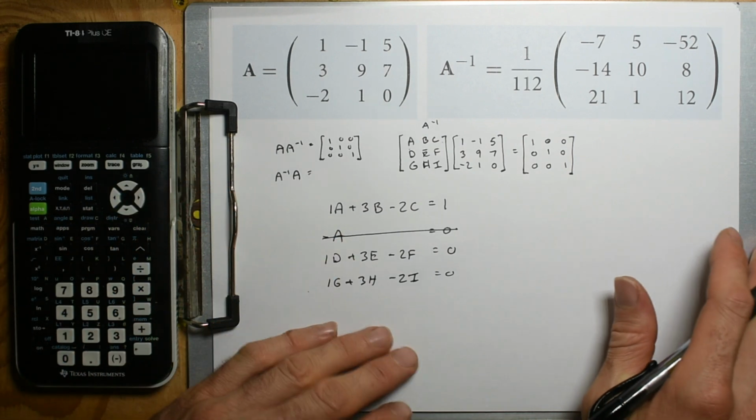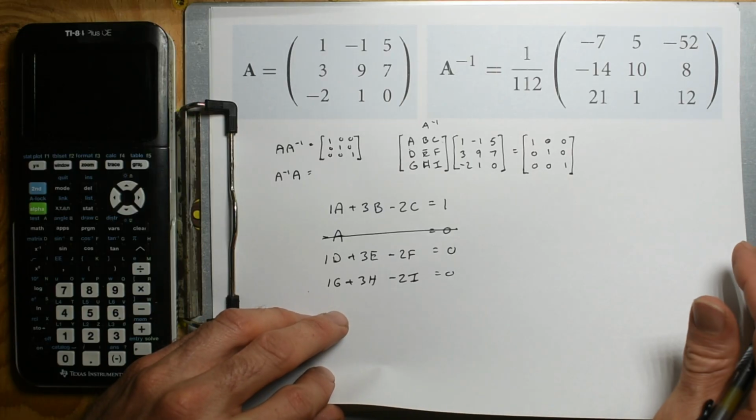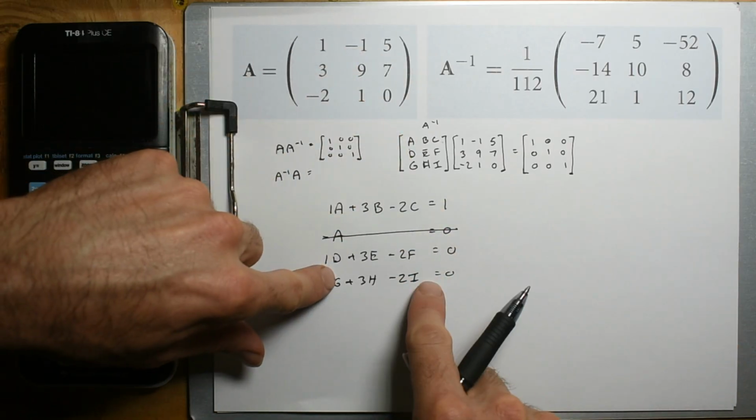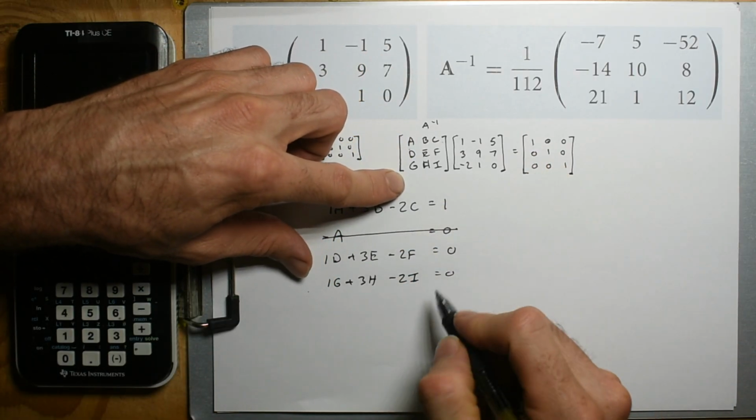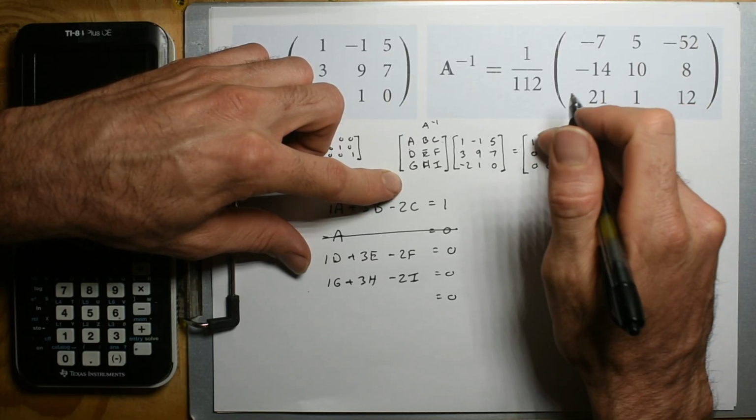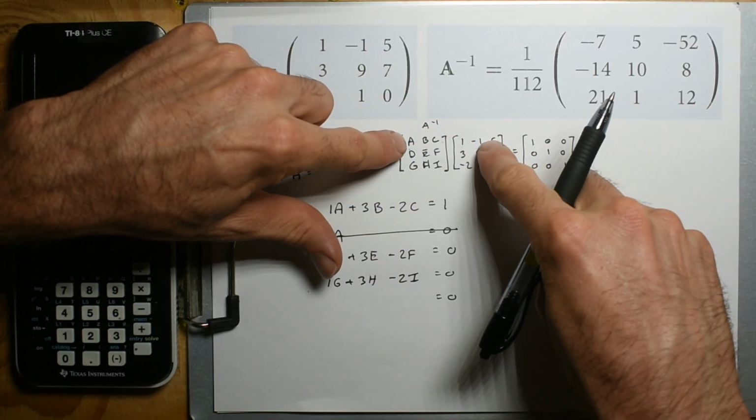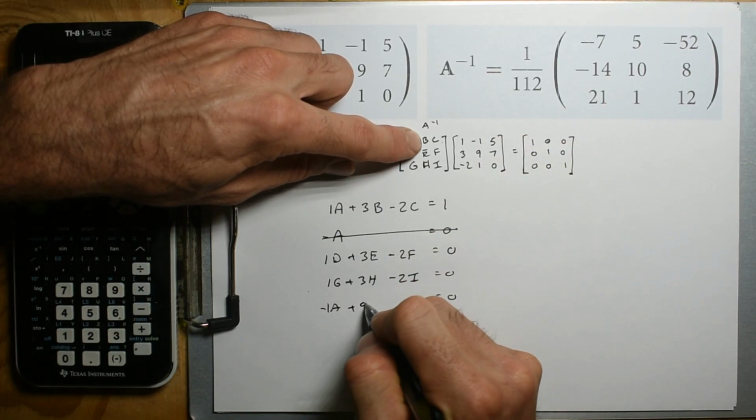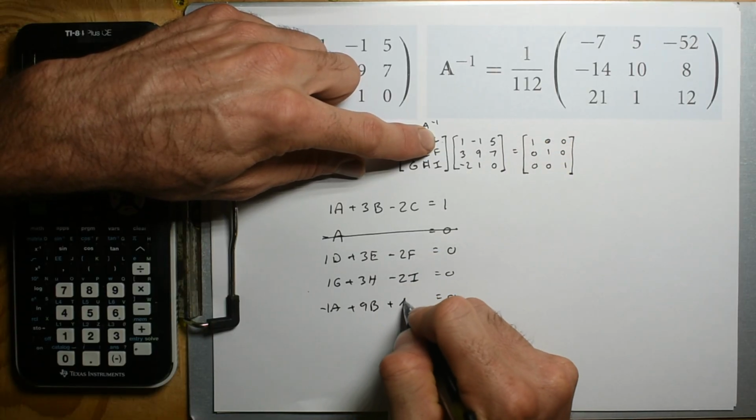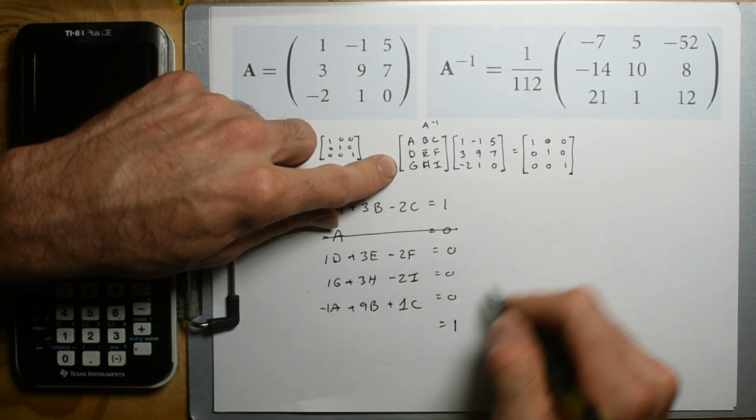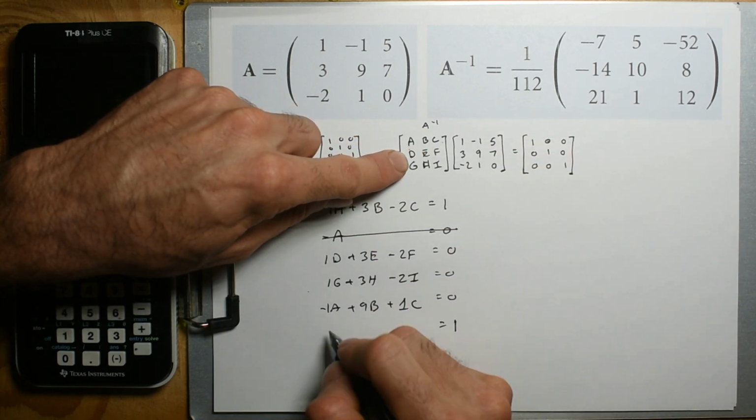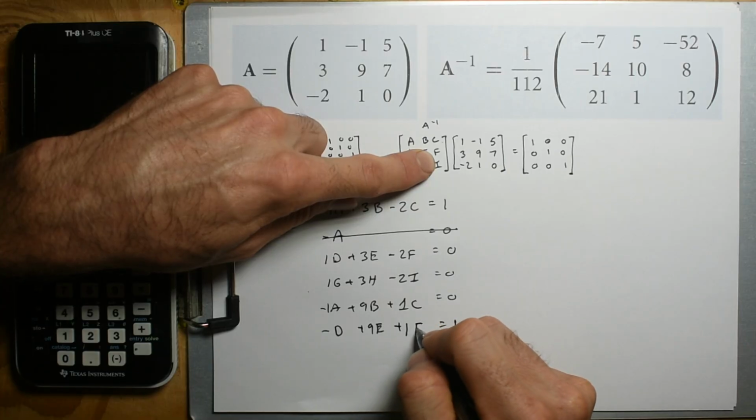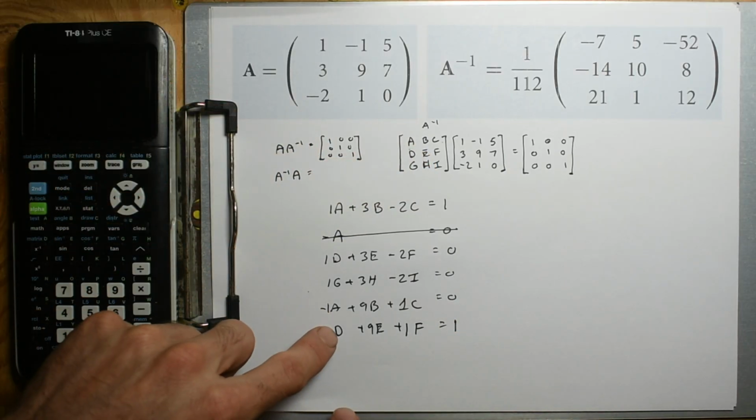Should we do all 9 of them? Might as well, no reason to get to there and stop. If I want this value, it's first row, second column. So it's negative 1A plus 9B plus 1C, and this value is equal to 1. The second row, second column gives negative D plus 9E plus 1F. And you can see these values are 1, 1, 9, 9, 1, 1.